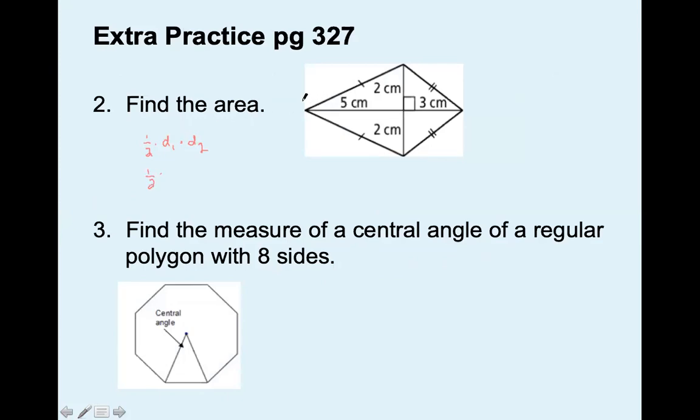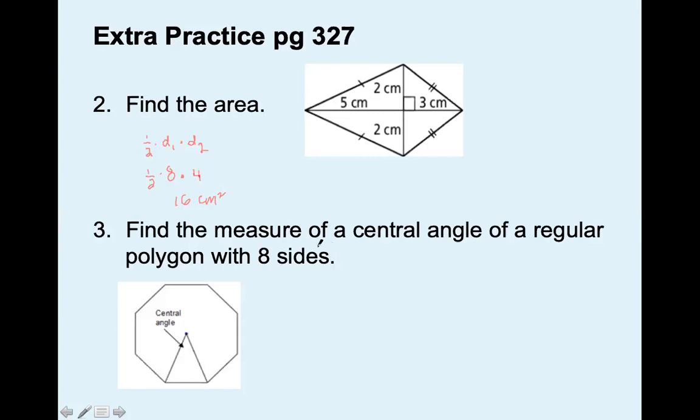Diagonal 1, let's see here, this diagonal, I have 5 centimeters to this point, another 3 centimeters, or a total of 8 centimeters, times diagonal 2, which looks like I have 2 centimeters plus 2 centimeters is 4. So 1/2 of 8 is 4, 4 times 4 is 16. Again, it's area, so we're going to have square units. So make sure you put the units in there. This is a 4, by the way. It's kind of hard to see that.